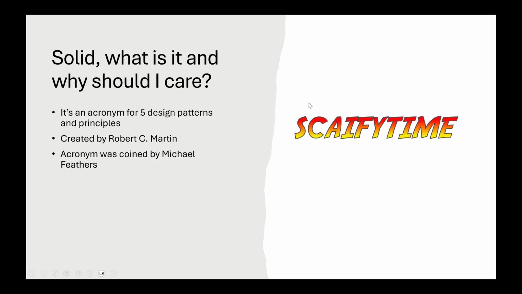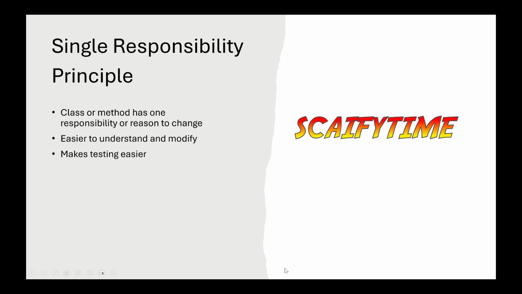So let's dig into what it stands for. The S stands for single responsibility principle. This means that a class or method should have only one responsibility or reason to change. This is important because classes with a single well-defined responsibility are easier to understand and modify. They are also easier to test since each class has one job instead of handling multiple concerns. By keeping responsibilities separate, changes in one part of the system won't accidentally affect unrelated functionality.